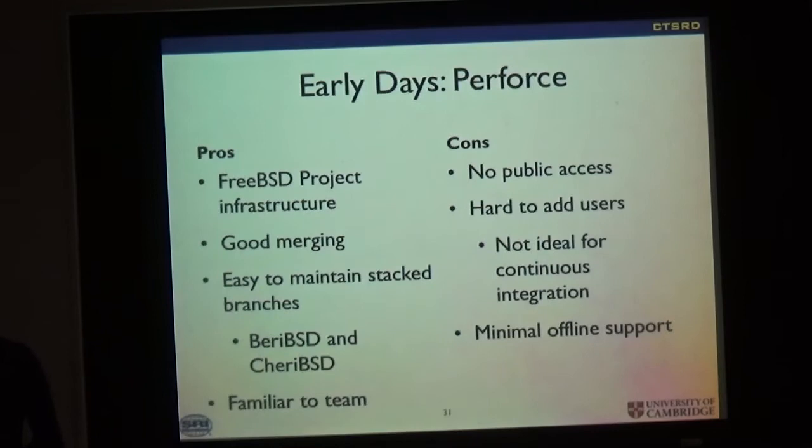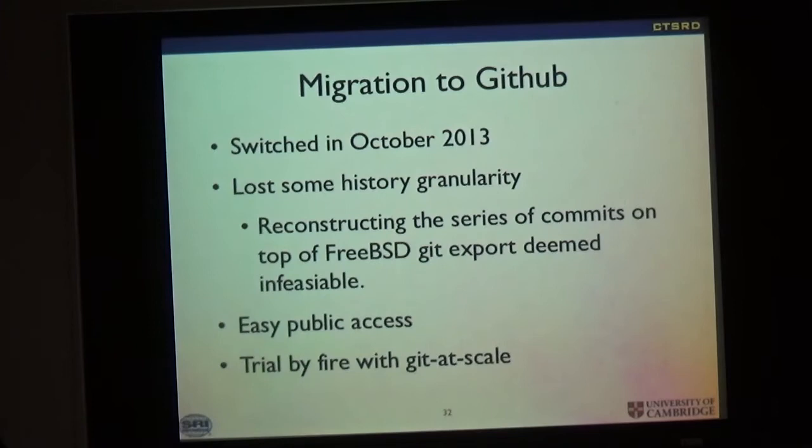So we migrated to GitHub in 2013. In the process, we lost a bit of history granularity, which is to say I took whole sections of the code and just committed them on top of a fresh fork of FreeBSD, rather than trying to find which revision of FreeBSD changes had been merged into and merge them all up. That would have been possible, but it would have been weeks of work. Some great news is, though, easy public access, it's easy to fork. In many ways the tools are better. But it really was a trial by fire with using Git at scale.